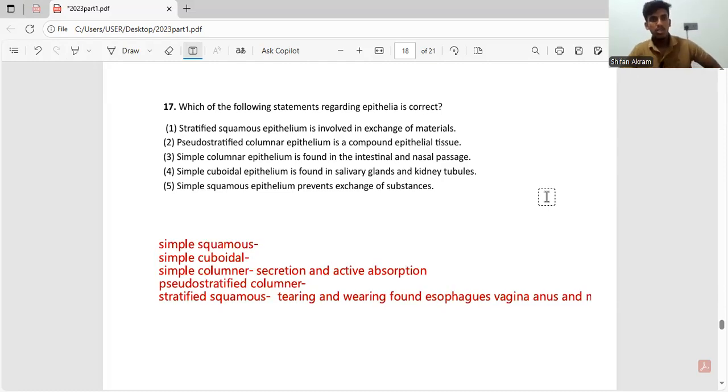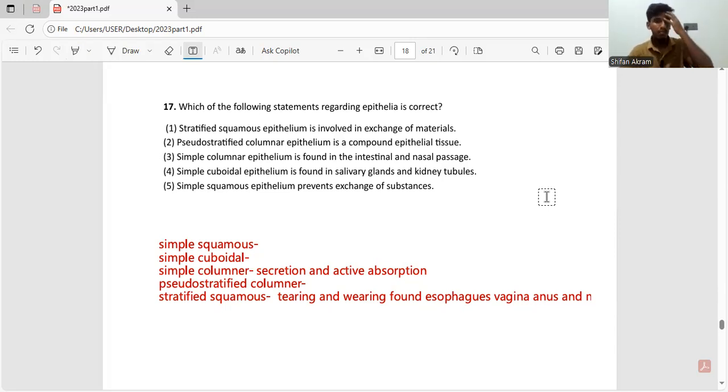Simple columnar epithelium is found in the intestine, which is correct, but in the nasal passage, the epithelium that is found is usually the pseudostratified columnar, not the simple columnar epithelium. So the third statement is also wrong.